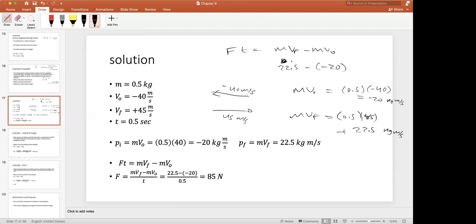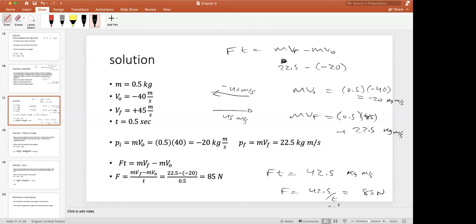So that ends up that these two things are going to add together. And what we get is FT is 22.5 plus 20, 42.5. To find the force, I simply divide this by time. This was kilogram meters per second. If I divide by time, this becomes kilogram meters per second squared. The time was 0.5. That's a half, so double that. And I get 85 newtons.